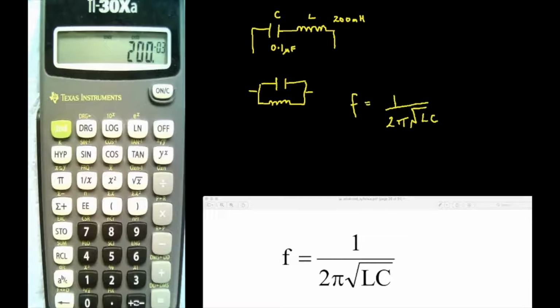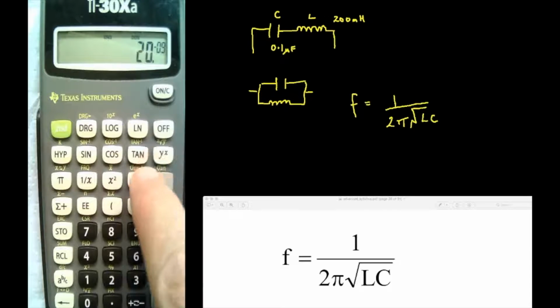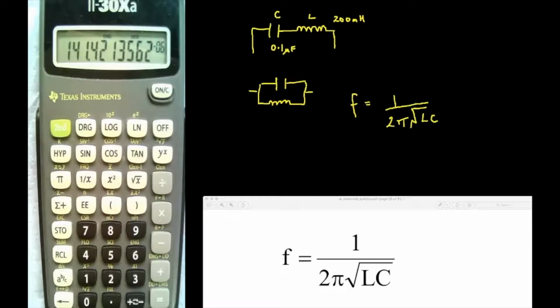EE 3, change sign. That's my L, 200 millihenries. Times C, 0.1 EE 6, change sign. So that's my C, and to evaluate L times C I press the equal sign. Equals. Now I can take the root of that, so I've got the square root button up here. There's the root of it.